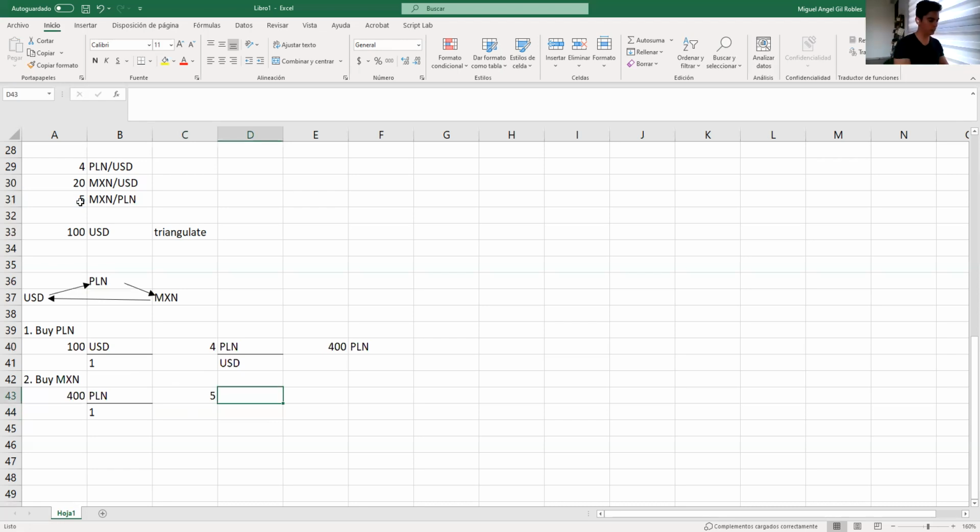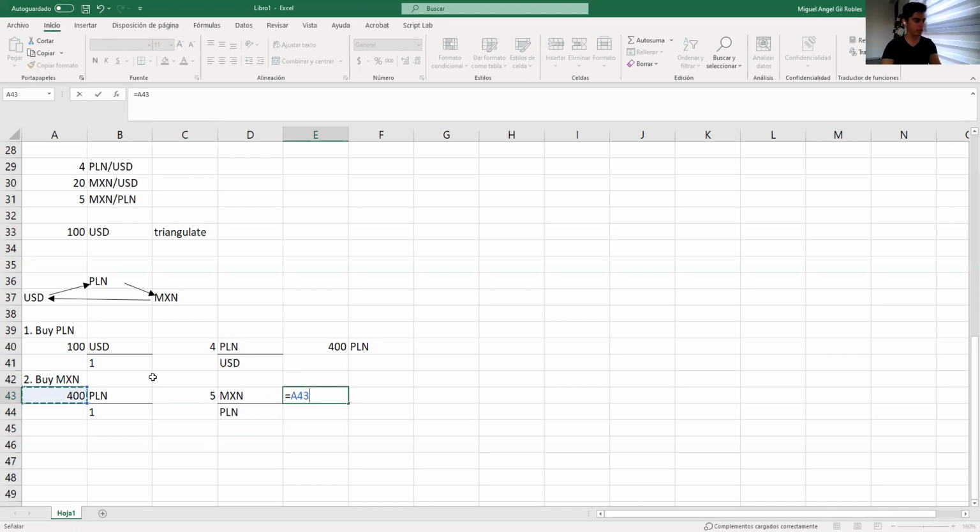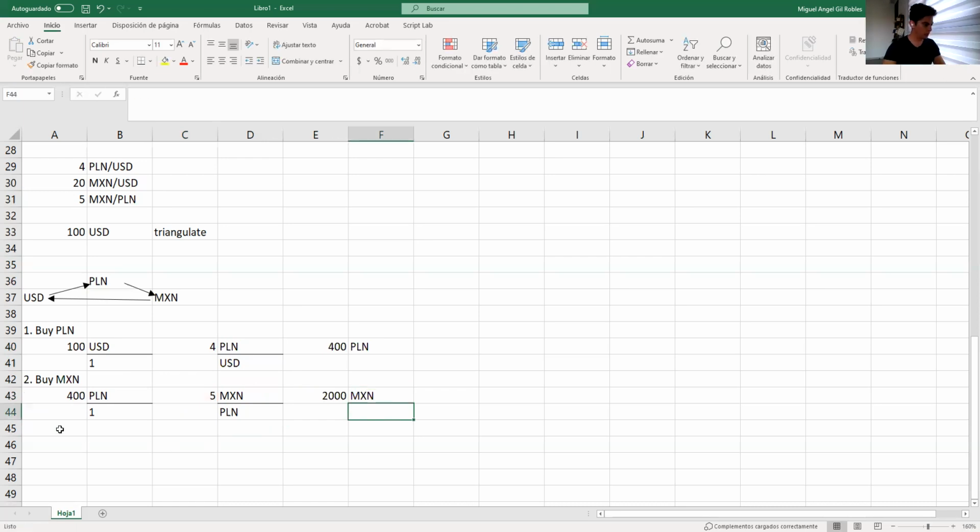I will just copy the format again. The exchange rate is pesos over Polish zloty. And again, multiply or divide? The answer is multiply, because I have zloty on top and zloty at the bottom, so they are crossed, so it's a multiplication. So it will be 2,000 pesos. I am done with the second step. I was here, then I moved here, and now I am here.